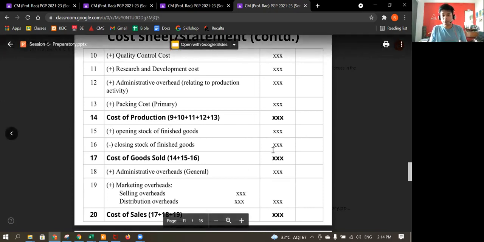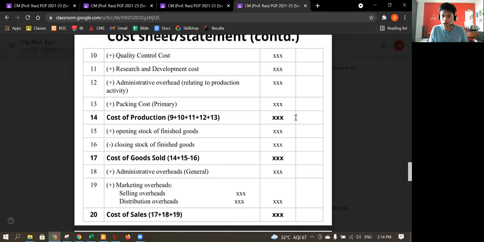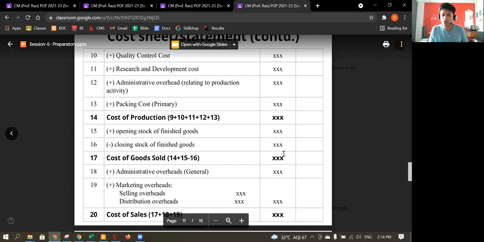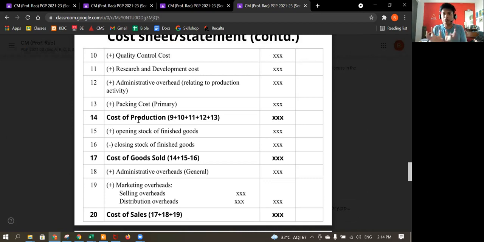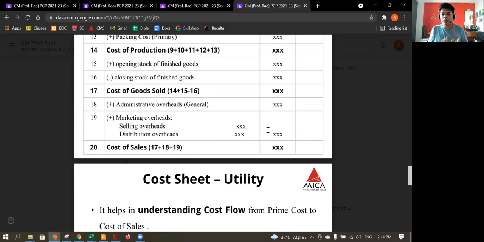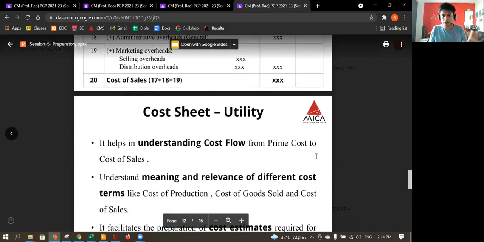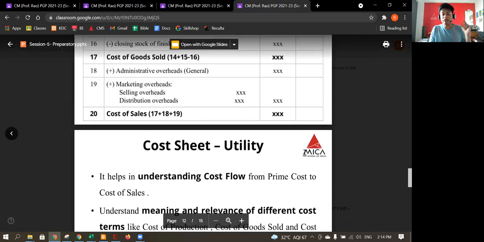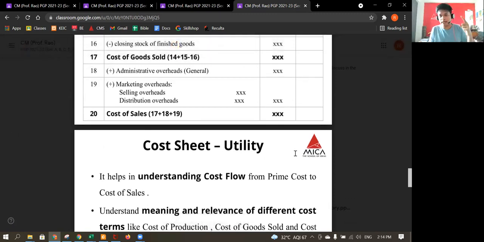Valuation of closing finished goods is very important. Whatever rate at which you value the cost of production, assuming you're using the FIFO method, you use that same rate to calculate the closing stock of finished goods. Once you do that calculation, you'll get the cost of goods sold. In production, we are incurring cost to produce a lot of things, but we are not selling all of those. Whatever is finished goods, we are reducing that, and whatever we are selling, we are taking into cost of goods sold. To cost of goods sold, you add the administrative overhead, marketing overhead, selling overhead, distribution overhead, and that gives you the cost of sales. On the cost of sales, you add profit percentage, and that will give you the sales figure. Profit percentage could be given as 15% of sales, so you have to back calculate.